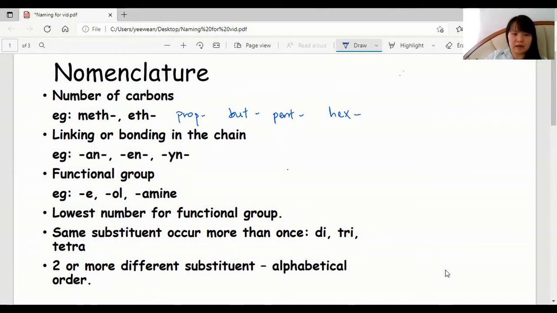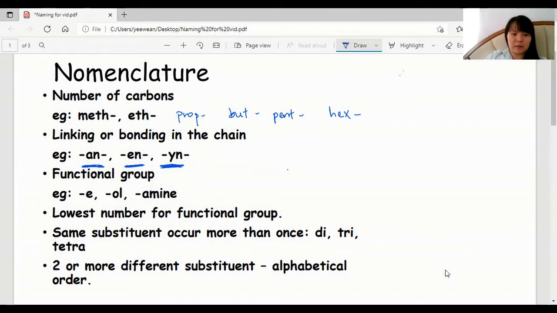Secondly, we will look at the linkage or bonding on the chain. Is it saturated or unsaturated? If it's all saturated, all single bonds, then it's "an" to represent an alkane. Then if it's unsaturated, there's a double bond, we'll name it "ene." So that represents an alkene. But if it has a triple bond, we'll put "yne" here, that represents an alkyne.